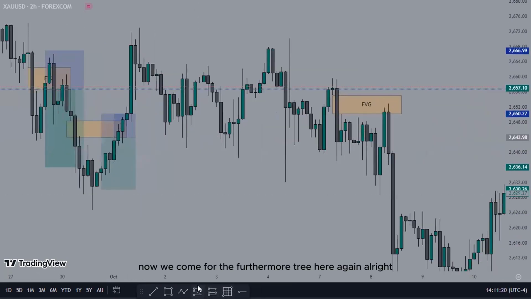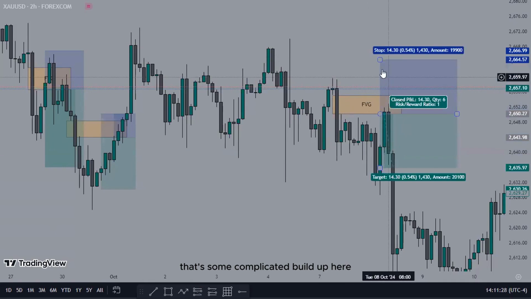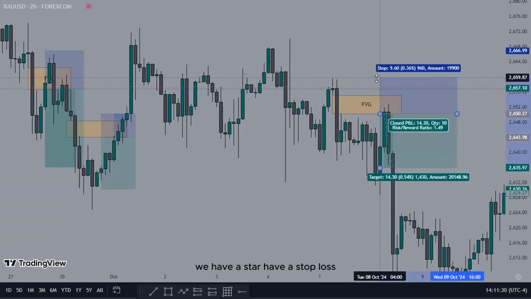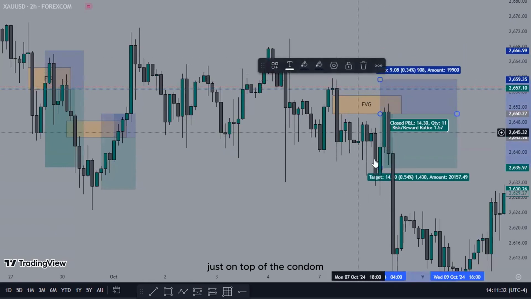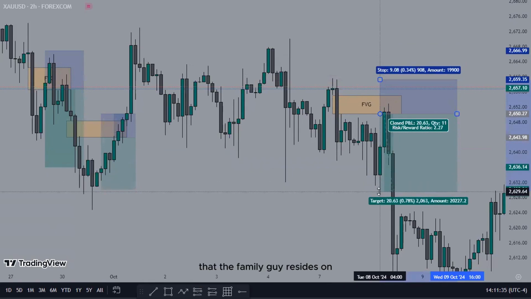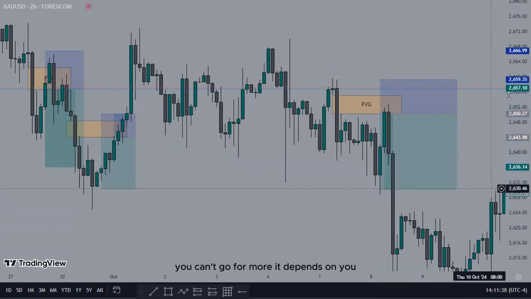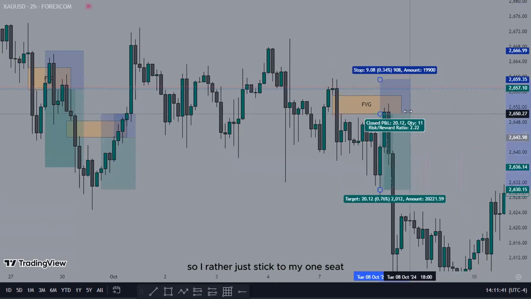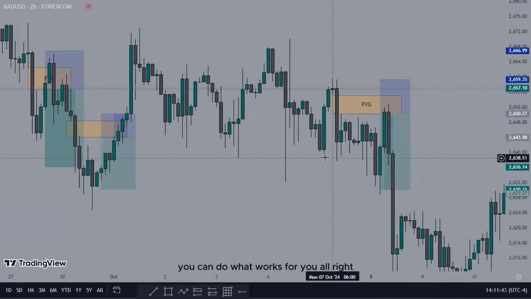Then we come furthermore and we trade here again. All right. Another entry. Very, very nice entry. I really like this one. There's some kind of liquidity build up here, which is a perfect setup. Then we have a stop loss just on top of the candle that the fair value gap resides on. Then we have a 1.62 right there. You can go for more. It depends on you. I don't have the balls to do that, so I'd rather just stick to my 1.62. It's perfect for me. You can do what works for you.